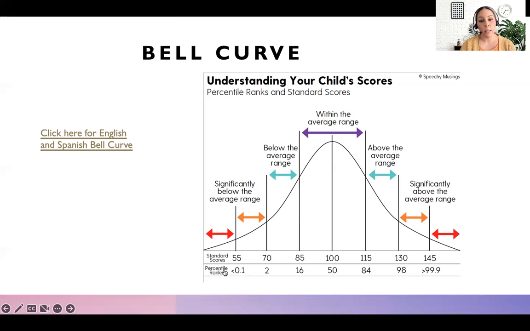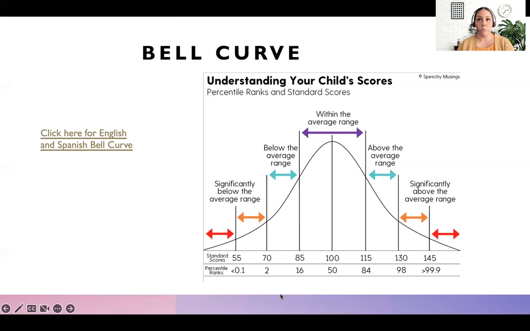Something to note is that you want percentile ranks to be high for skills you want to see. For example, math, reading, writing. You want percentile ranks to be high. But when we're looking at behavioral problems or social challenges, we want percentile ranks to be in the average range. We don't want them high, and we don't really want them too low either.